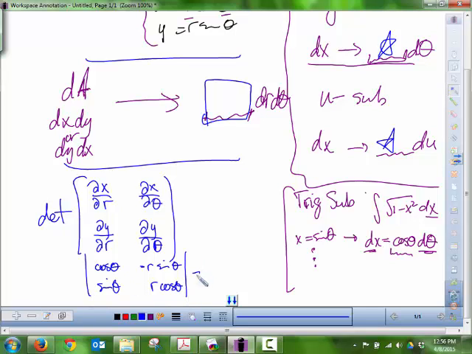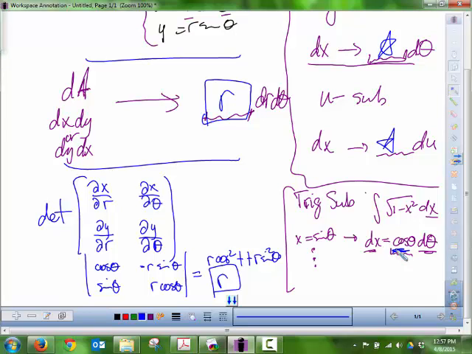So let's take the determinant of that and see what we get. What do we get? r times cosine squared minus, there's a negative there, r times sine squared. So negative negative is a positive. We factor out an r. We get sine squared plus cosine squared, which is 1. So all we're left with is r. And that's your differential that comes out.